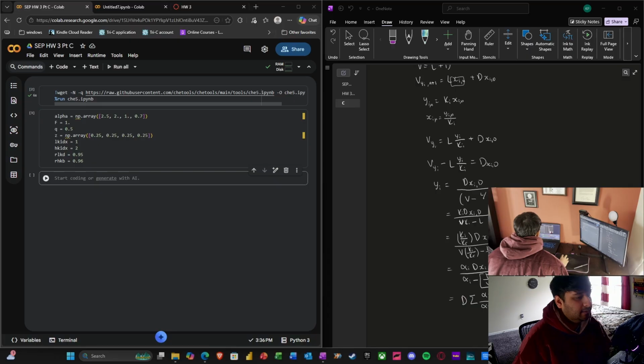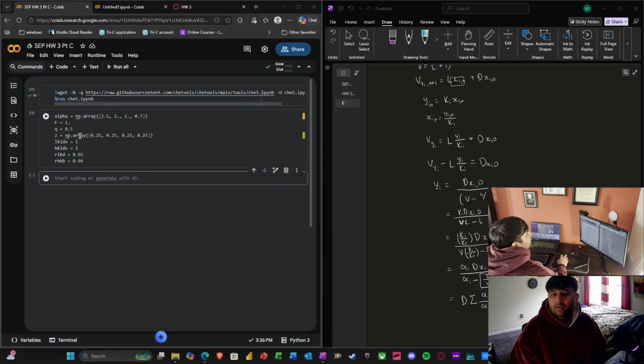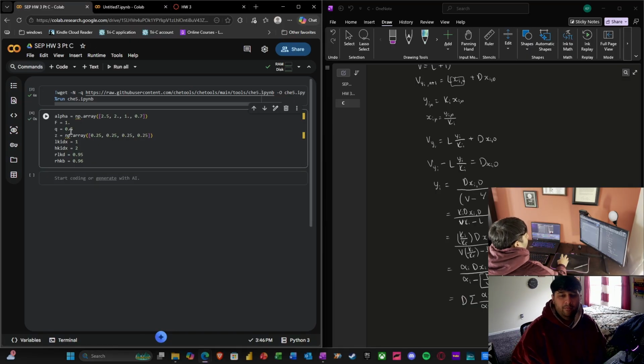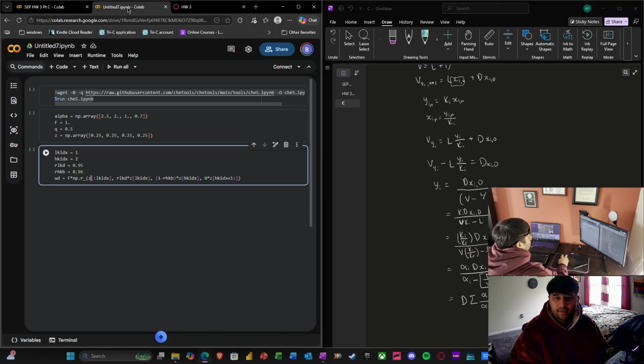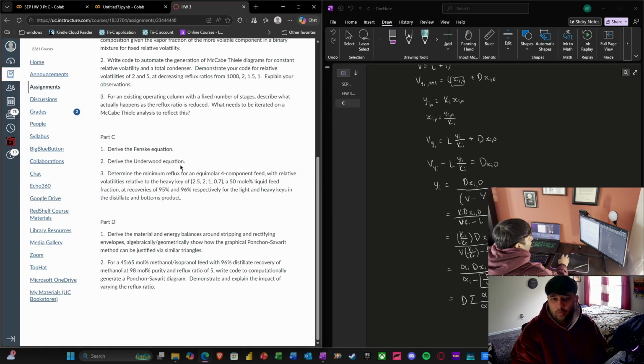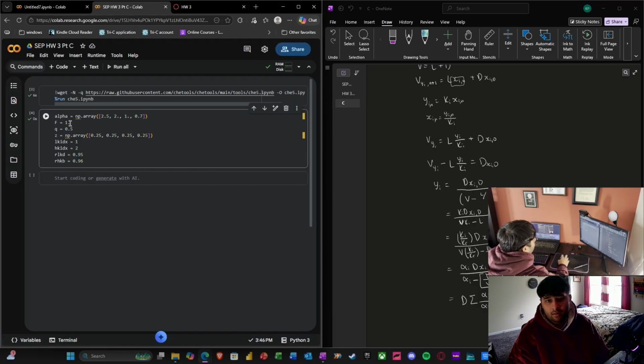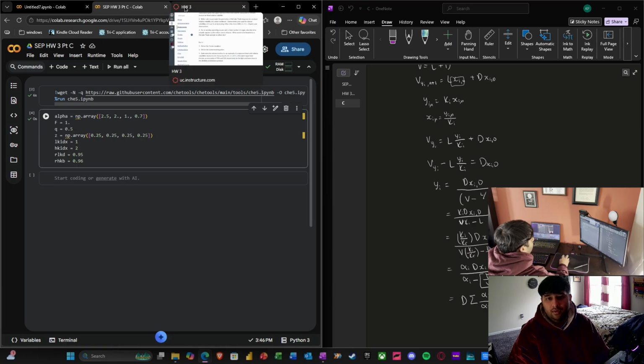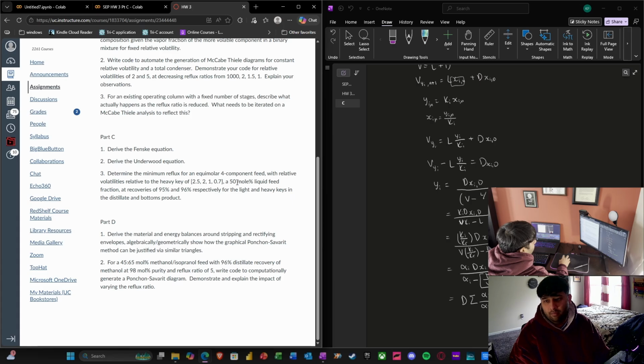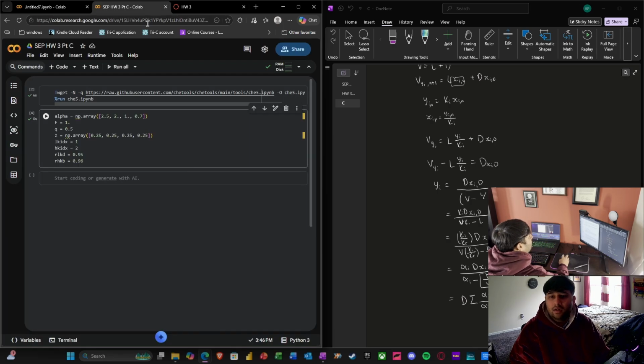So now we are on the coding section of this. I've already went ahead and uploaded our library and the variables that we have to use, starting with our alpha, which is representing our relative volatilities relative to the heavy key. So we have our 2.5, 2, 1, and 0.7 values already plugged in, and we have our flow or F set as 1 and Q set as 0.5, which is our 50 mole% liquid feed fraction.